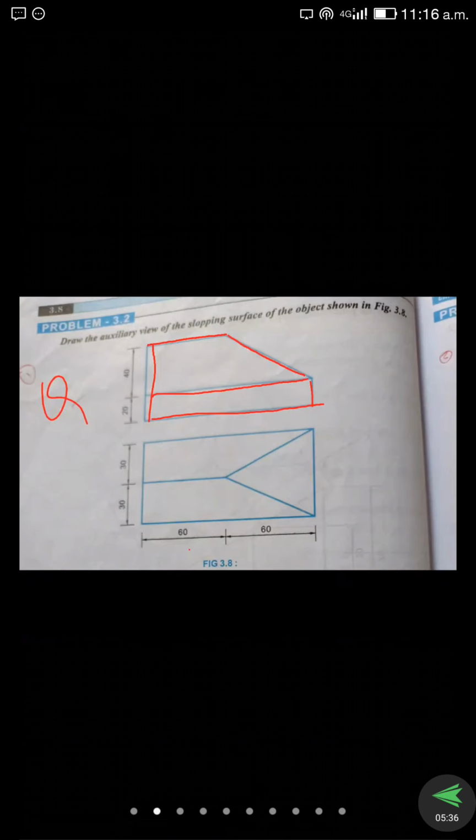okay. Then after that we draw the top view. So here the top view total is 60 plus 60, 120 mm, and 30, 30, 60 mm length, and 120 mm and 60 mm. And from the midpoint, from here 30 mm, we draw the 60 mm distance. Now we join the two lines, two corners. This is the question.